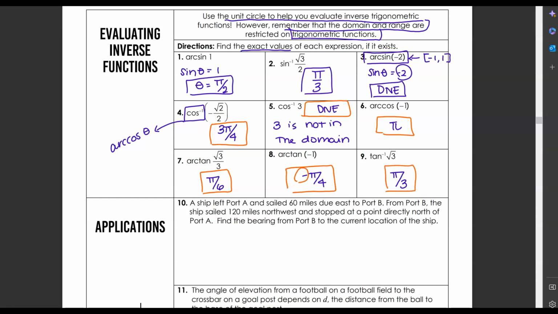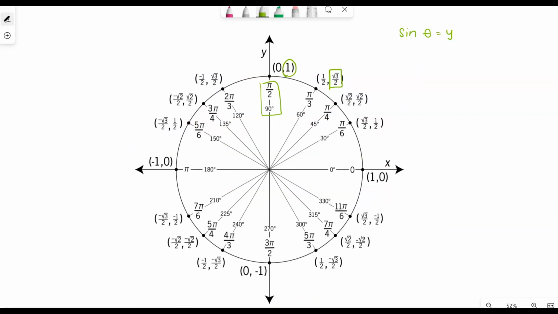So let's just look over at the unit circle real quick and discuss why this one would be negative pi over 4. When we're looking at the unit circle here, we have to keep in mind that the domain of our sine of theta is going to go from negative pi over 2 to pi over 2. This is where we are restricting the function of sine of theta so that it can in fact be a function that is one to one.